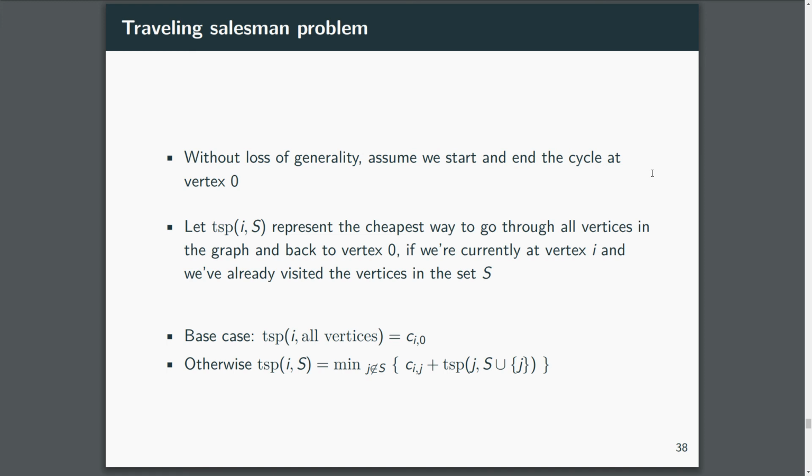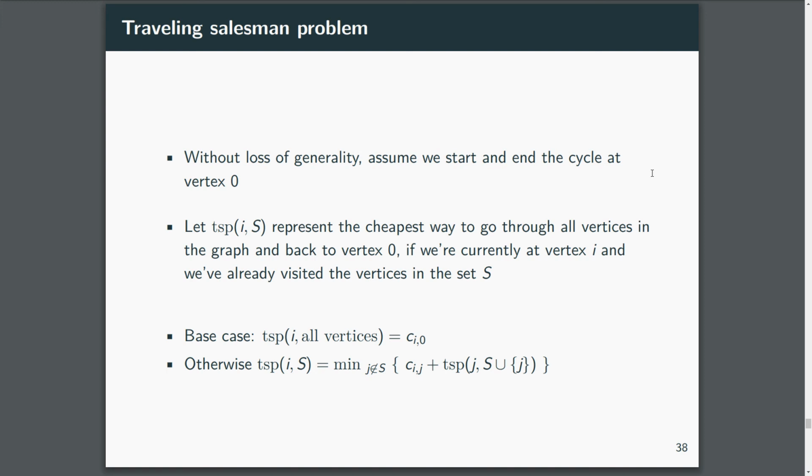So our base case is that we are at index I and we have visited all the vertices. And then the answer is the cost of going from vertex I to vertex 0. So we go back home.